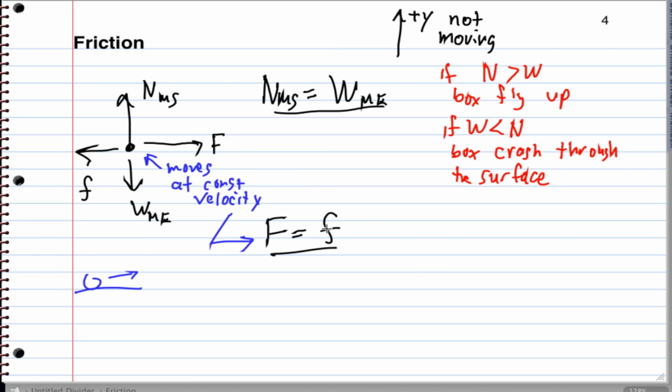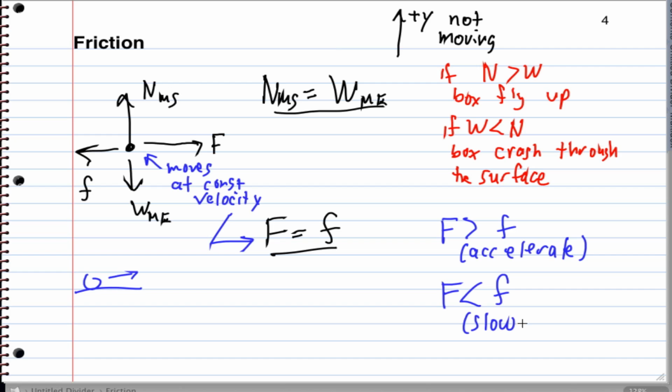Now let's talk about what would happen if these forces were different. Suppose the force were bigger than the friction, the object would accelerate. If the force were less than the friction, the object would slow down. So this balance of forces keeps it coasting at exactly a fixed constant velocity.